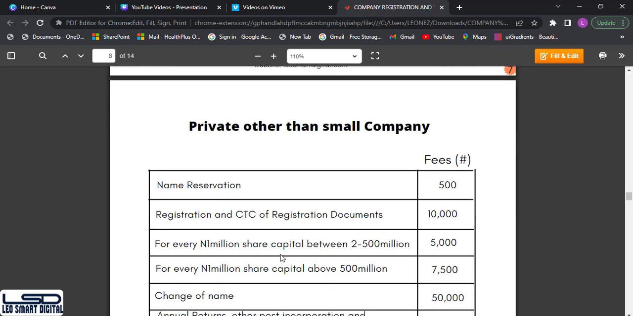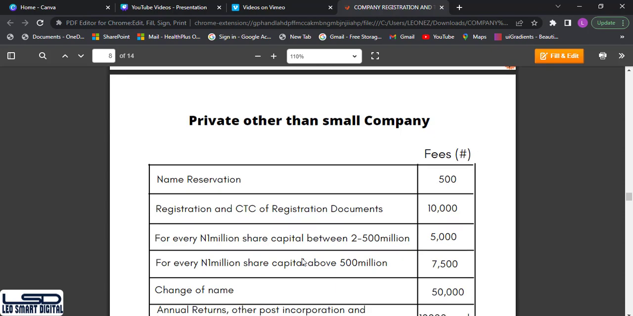And for a private company other than a small company, it's basically the same. Name reservation 5,000, registration cost and CTC for 1 million shares and below, 10,000. For every 1 million share capital between 200 to 500, an additional 5,000. For every 1 million share capital above 500, an additional 7,500.